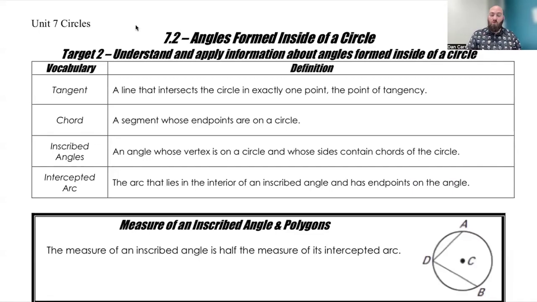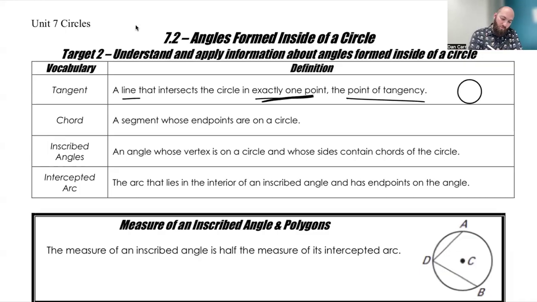Today we're going to be looking at 7.2, angles formed inside of a circle. So we have some more vocab words we want to show. We got tangent, chord, inscribed angles, and intercepted arc. So a tangent is a line that intersects a circle in exactly one point, and that point is called the point of tangency. It looks something like this.